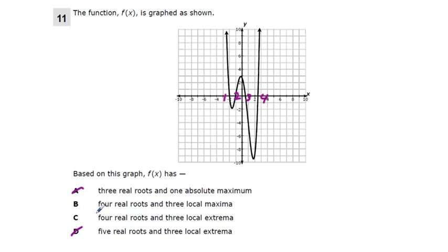Now between B and C, you have 4 real roots and 3 local maxima. Well, there's only one local maxima here. But you have these minimums down here. Extrema means both maximums and minimums. It's kind of a Latin. So that makes C our correct answer.